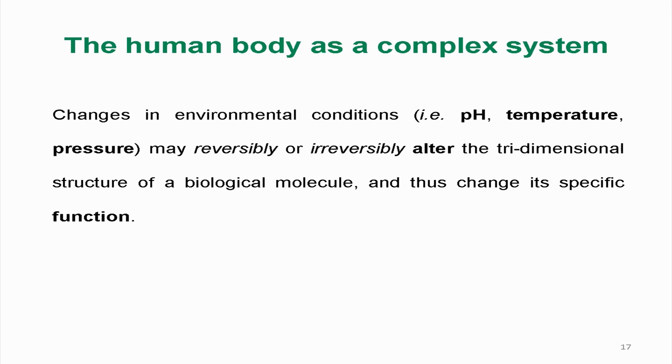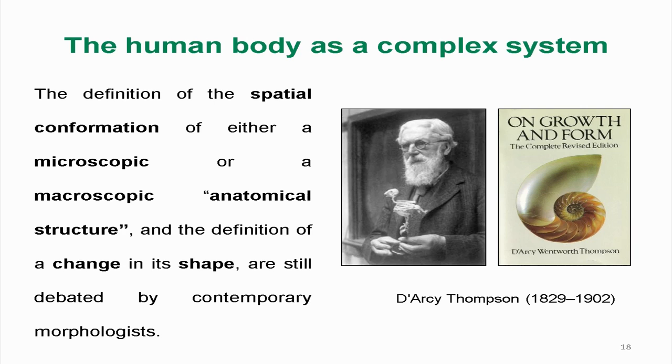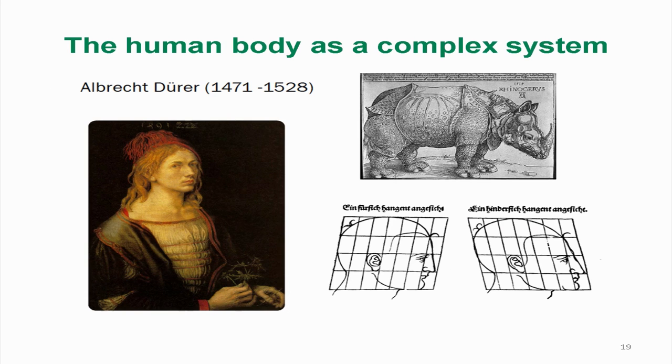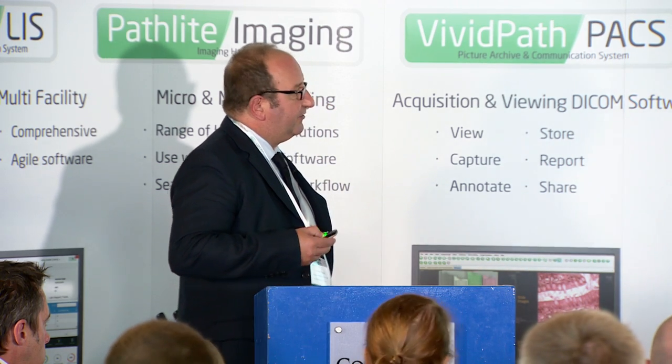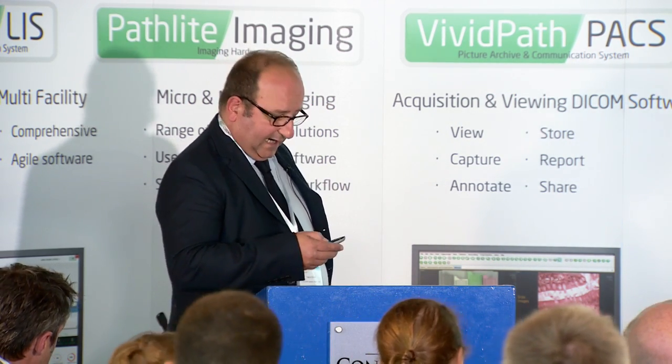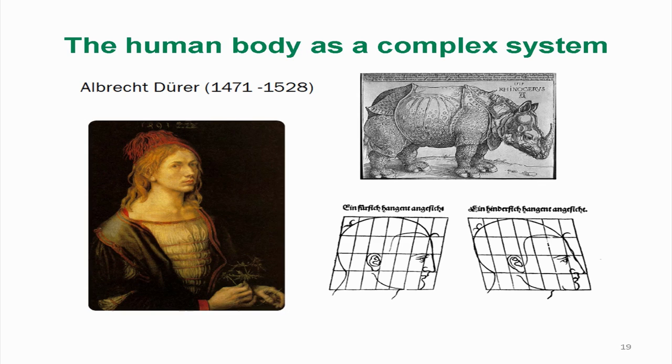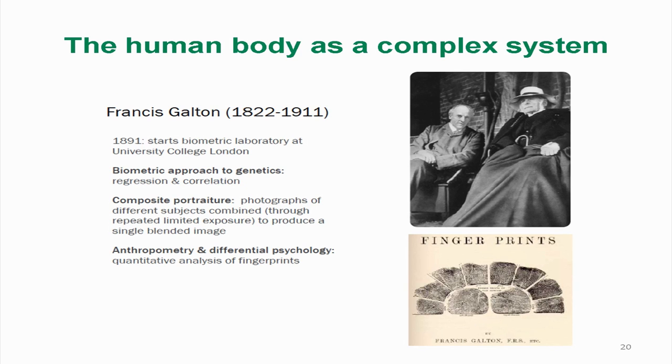However, the definition of spatial organization or conformation of a microscopic or macroscopic anatomical structure, and the definition of a change in its shape, are still debated by contemporary morphologists. I report the seminal book from D'Arcy Thompson, one of the most important mathematicians who tried to describe animal forms and biological forms in mathematical terms. However, before D'Arcy Thompson, other scientists such as Albrecht Dürer or Francis Galton tried to describe with geometry the forms that they saw in the biological set.